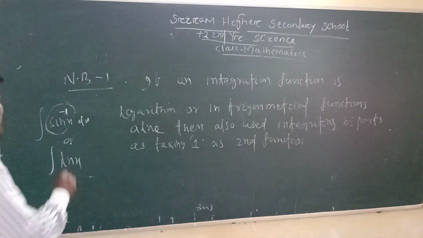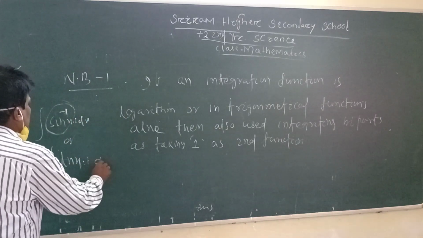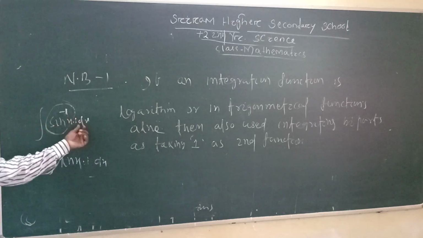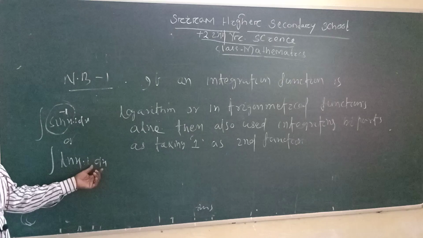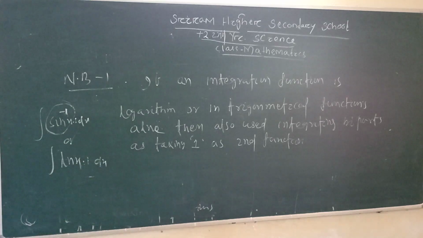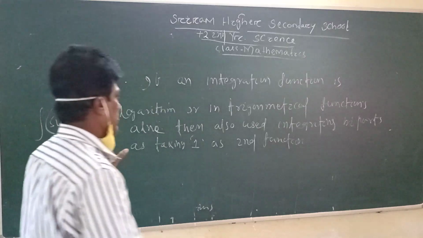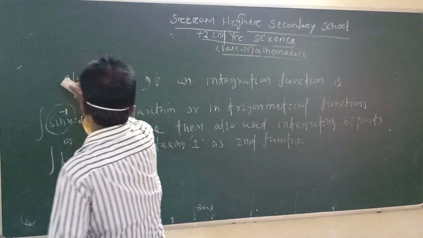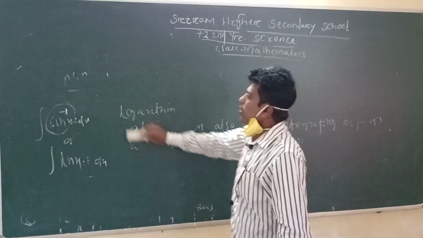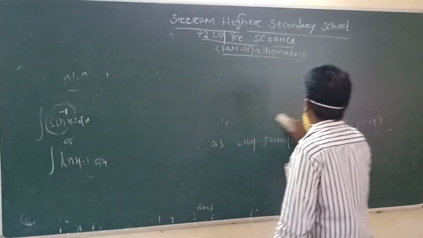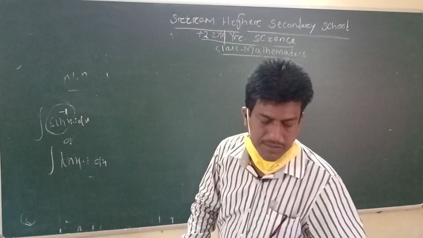we use integration by parts, taking 1 as the second function. That is, the first function is sin inverse x, 1 is the second function, and here ln x is the first function, 1 is the second function. Okay, so it is very, very important. So I am going to solve this ln x. I am going to evaluate the integral of ln x by integrating by parts.